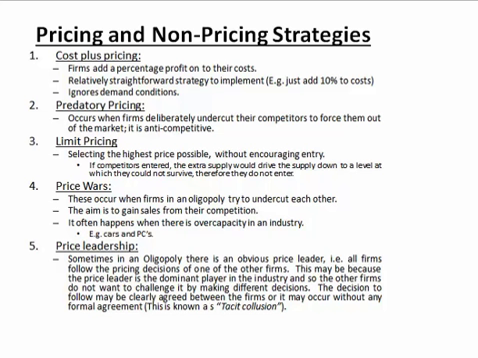Price wars. These occur when firms in an oligopoly try to undercut each other. The aim is to gain sales from their competition. It often happens when there is overcapacity in an industry, such as cars and PCs. Price leadership. Sometimes in an oligopoly there is an obvious price leader, i.e. all firms follow the pricing decisions of one of the other firms, and this may be because the price leader is the dominant player in the industry, and so other firms do not wish to challenge it by making different decisions. The decision to follow may be clearly agreed between the firms, or it may occur without any formal agreement. This is known as tacit collusion.